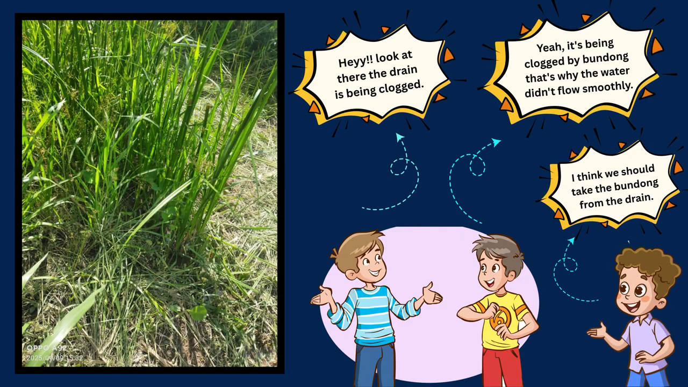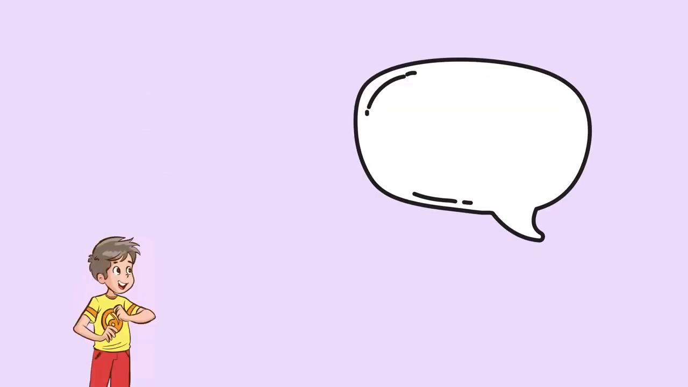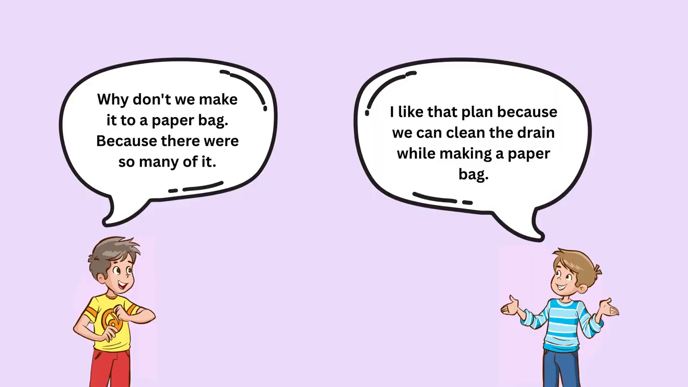Hey, look at that. The drain is being clogged. Yeah, it's been clogged by bundong. That's why the water didn't flow smoothly. I think we should take the bundong from the drain. Why don't we make it into paper bags? Because there are so many of it. I like that plan because we can clean the drain while making a paper bag.